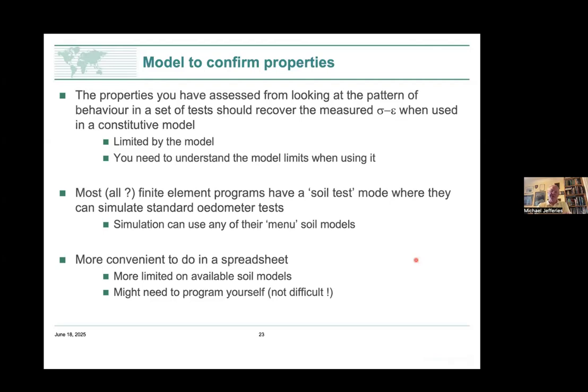My own view is it's much more convenient to do this in a spreadsheet. The only problem with doing a spreadsheet is a lot of model developers will not have provided you with a spreadsheet to do that. The spreadsheet I've provided for you, surprise, surprise, is based on Norsand. There is a version of it with CHASM, if you would want to use that, although I'd find it difficult to understand why you would wish to do that.